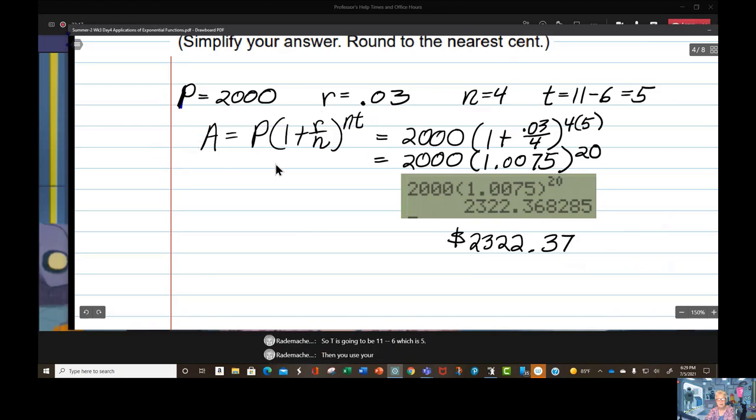Then you use your compound interest formula. 2,000 parentheses 1 plus and so on, compounded quarterly for 5 years. That'll be 20. So I think a convenient formula you could use would be 2,000 parentheses 1.0075, because that's what this equals, and 4 times 5 is 20. So you use this, and there it is. And you come up with this. And now look, you're being told to round to the nearest cent. You know about cents.